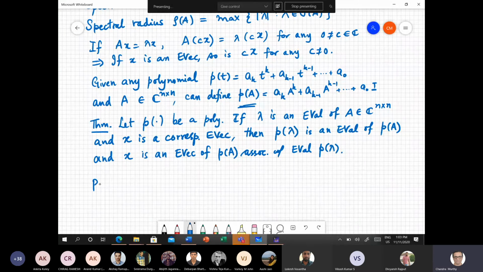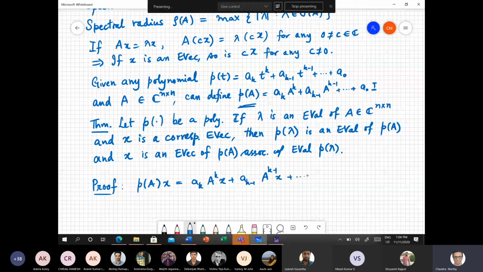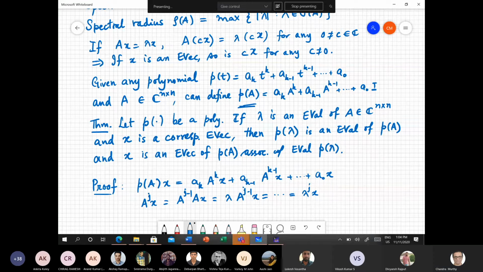Okay, so how do we show this? This is very simple. If I take P of A times x, this is going to be equal to ak A power k x plus a k minus 1 A power k minus 1 x plus etc., plus a0 times the identity times x, which is equal to x. Now, of course, A power j times x is equal to A power j minus 1 times Ax, which is equal to lambda A power j minus 1 times x. And so we can keep going like this, go to j minus 2 and so on. And so this is going to be equal to lambda power j times x.